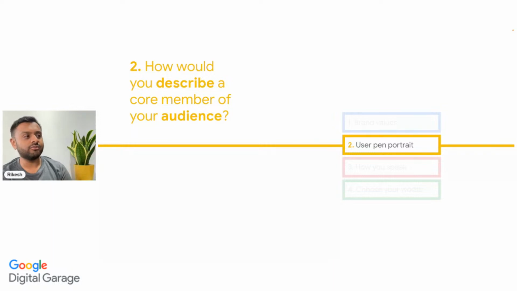But you can see here we've got this phrase which says user pen portrait. So if I was to take out the word pen for a moment and I was to say, I'd like for you to provide me with a user portrait of your ideal type of customer, you might be thinking, what does Rikesh want me to do? Do I need to paint a picture of what my ideal type of customer would look like? Because that will probably be the natural thinking that most people would have. And you'd be absolutely correct.